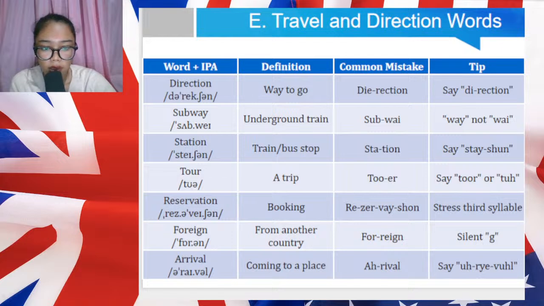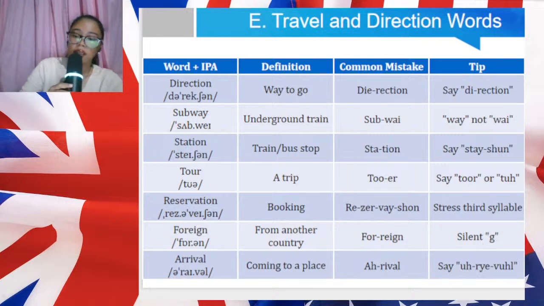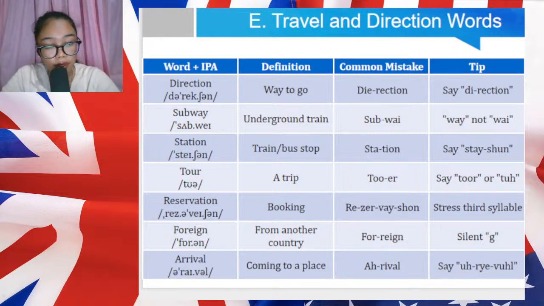Now the common mistake is stressing the first syllable, like arrival, which changes the emphasis and sounds incorrect in English. So there's incorrect syllable stress here. Again, as I've mentioned earlier, the syllable stress is on the second syllable. So arrival, it's on the ri, not on a. Again, arrival. So that's how you say it. All right. Those are the last set of words for travel and direction.